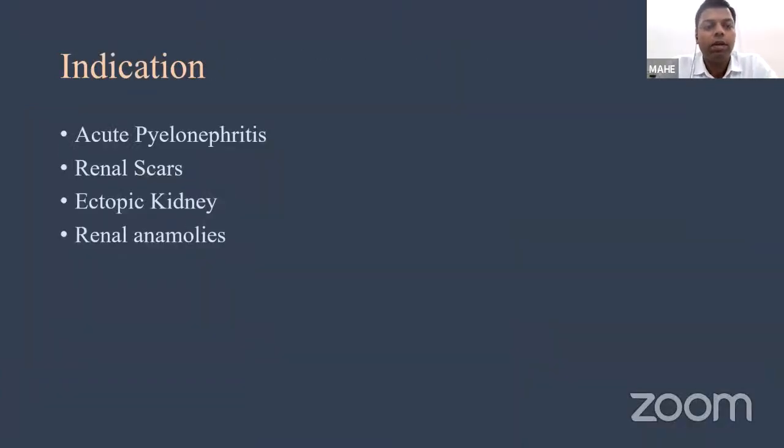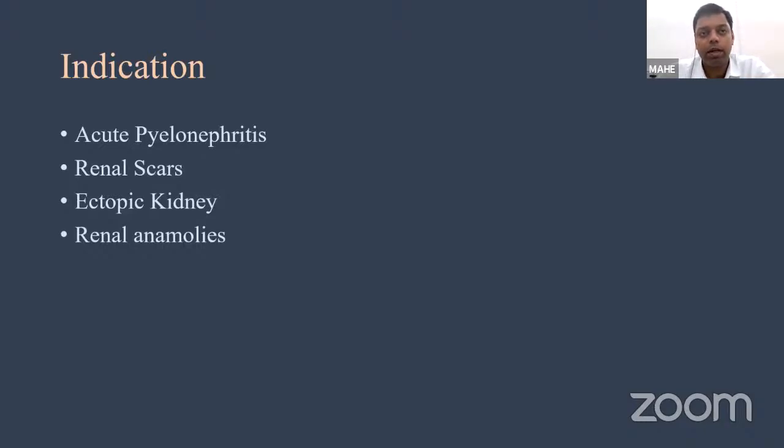What are the indications for doing the DMSA scan? First is acute pyelonephritis. Once you do an ultrasound and don't find any particular focus, you can send it for DMSA. It is the gold standard for identifying the focus of infection in the kidney. Second, renal scars: post-pyelonephritis, you want to evaluate whether it has caused any scarring to the kidney, and we can use DMSA. The third one is to look for an ectopic kidney. This is very important.